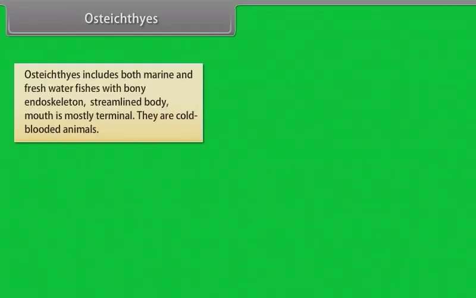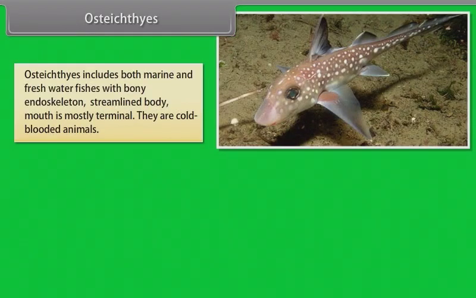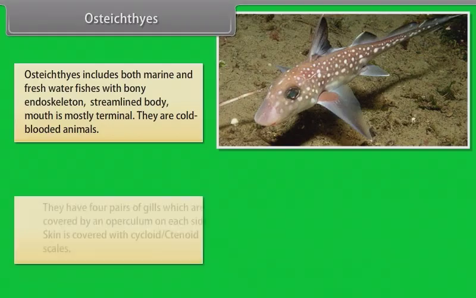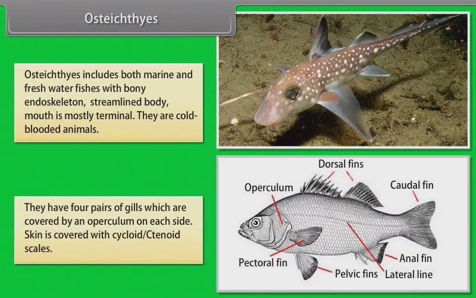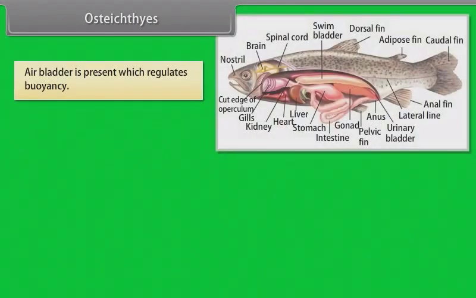Osteichthyes. Osteichthyes includes both marine and freshwater fishes with bony endoskeleton and streamlined body. Mouth is mostly terminal. They are cold-blooded animals. They have 4 pairs of gills, which are covered by an operculum on each side. Skin is covered with cycloid and ctenoid scales. Air bladder is present, which regulates buoyancy.